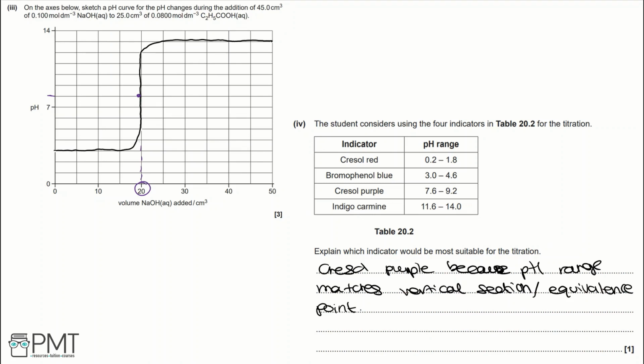To get the mark for this question, you must say Cresol purple and then give a reason why. So the reason why would be because the pH range matches the vertical section or equivalence point. Both these terms are accepted for this mark.